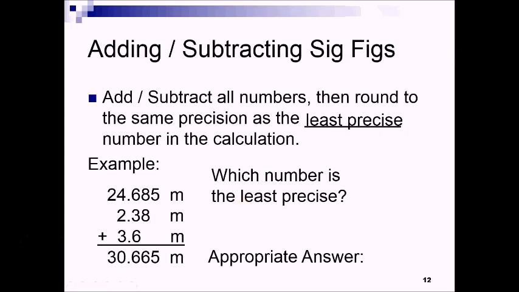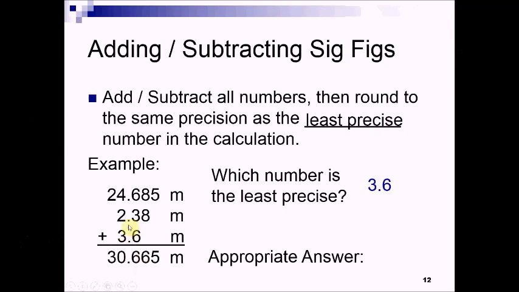This is determining which number is least precise. And by that you basically just look at the decimal places. 3.6 only has one digit after the decimal place. So 3.6 is the least precise number. This person had the worst piece of measuring equipment. So my answer cannot be more precise than one spot after the decimal. If my least precise number was one spot after the decimal, that was a guess, then my answer needs to be one spot after the decimal.